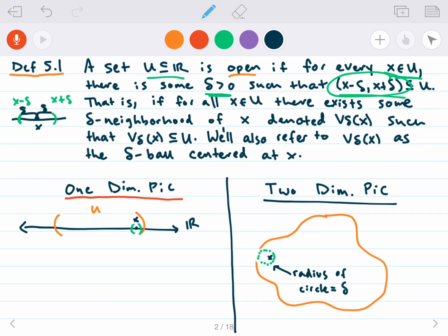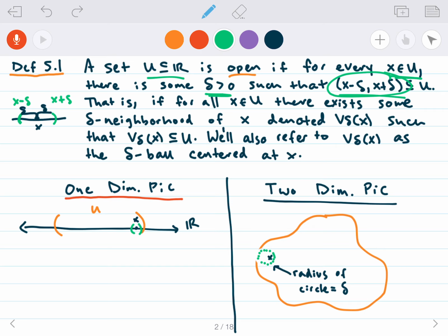Okay, and so I want to give you two pictures of this concept. The one-dimensional picture, which we're going to be talking about this semester, but also the two-dimensional picture, so you get the intuition of what I mean by ball, epsilon ball. So here's our one-dimensional picture. We have the real line. We have an open set U on the real line, which is just an open interval, as we'll see in a few slides. And let's say that we have some little x in our capital U, in our set.